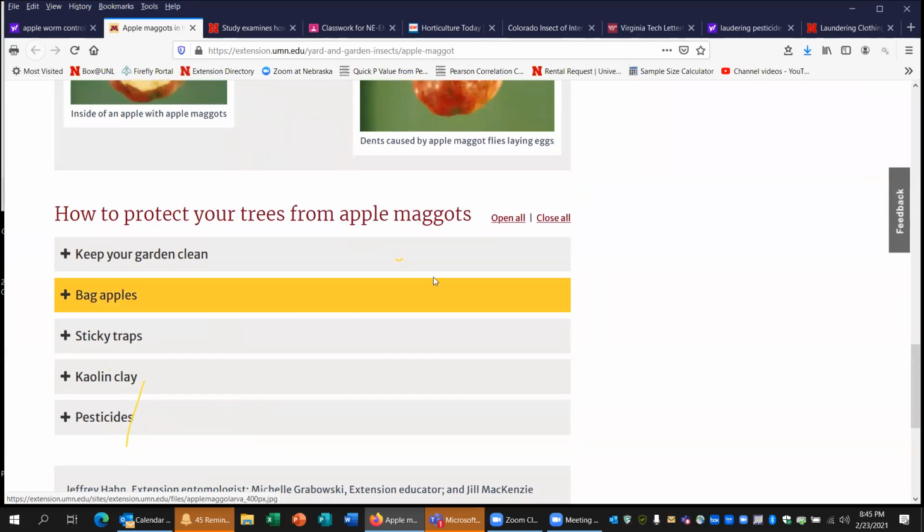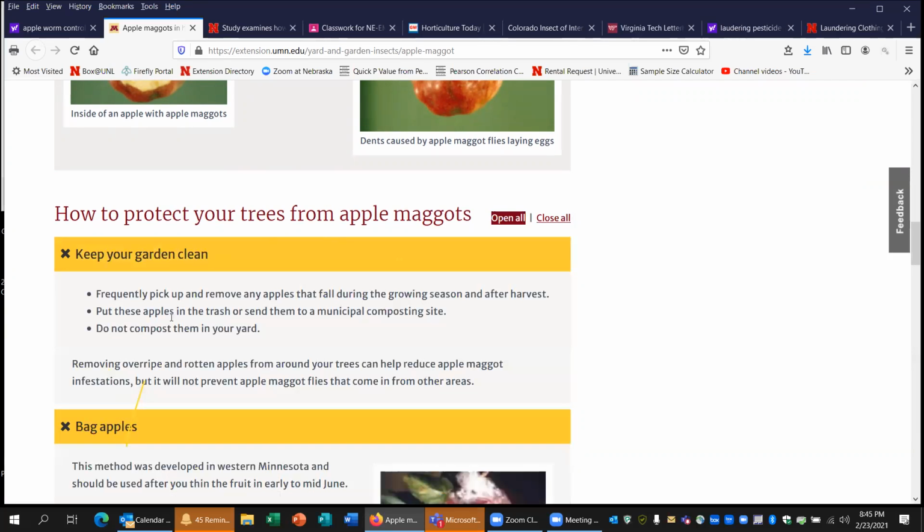And so it talks about some different strategies. So let's look at these strategies. For instance, this is an IPM right off the bat. This is the sanitation one, picking up and removing any dropped fruit that serves as a place for the maggots to develop and then come out as adults. Talks about putting them in the trash, and do not compost them in your yard. So very specific, good IPM trick.